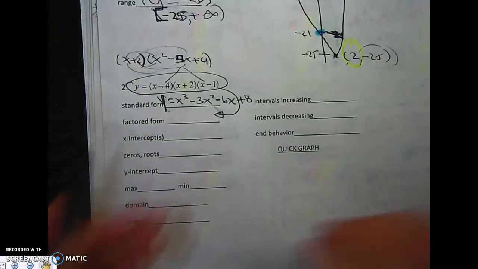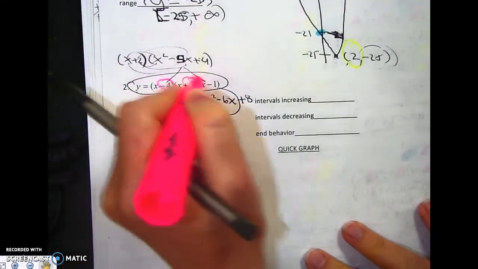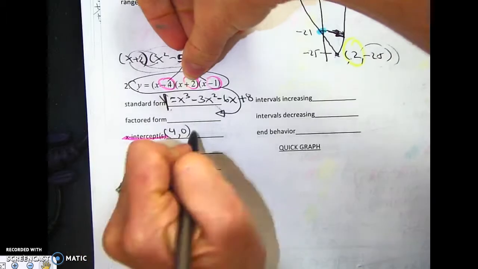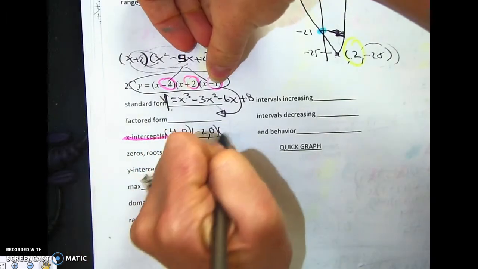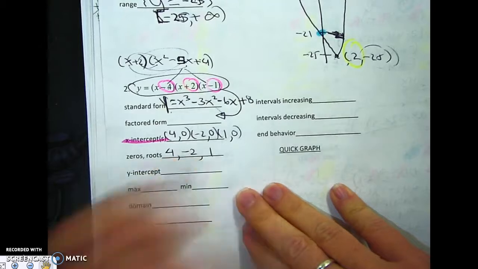Okay, the x-intercepts. Well, the great thing is the x-intercepts, they already have it in factored form. So I just do the opposite. 4, 0, negative 2, 0, 1, 0. The roots are 4, negative 2, and 1.